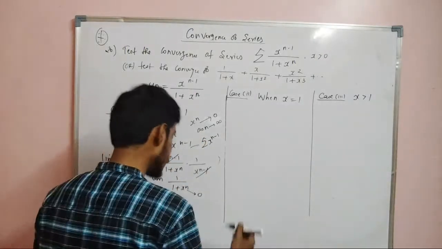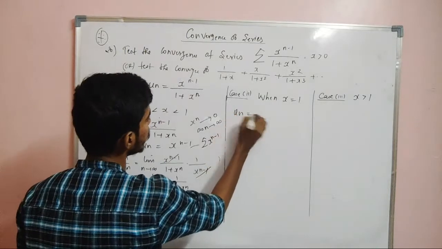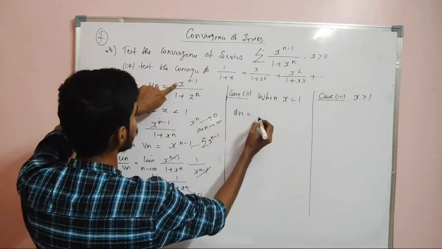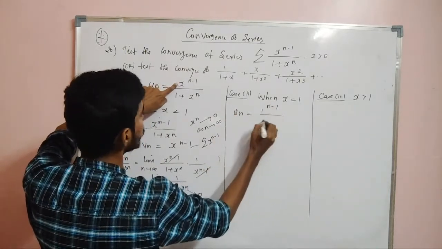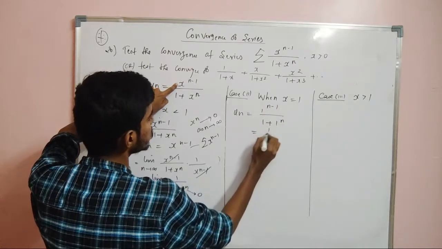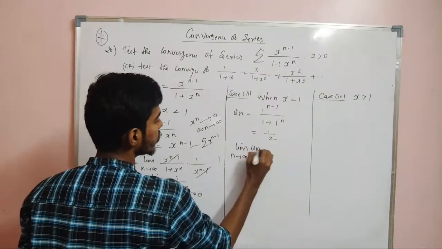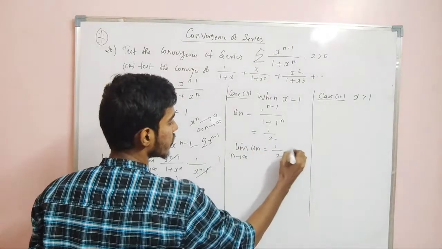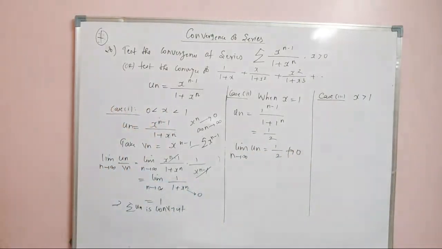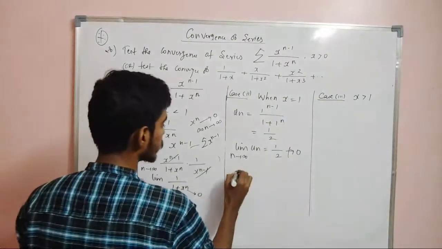Now what happens when x is equal to 1? When x is equal to 1, our un is 1^(n-1) divided by 1 plus 1^n, which is 1 by 2. So therefore the limit as n tends to infinity of un is 1 by 2, which does not tend to 0. We can say that it is divergent.